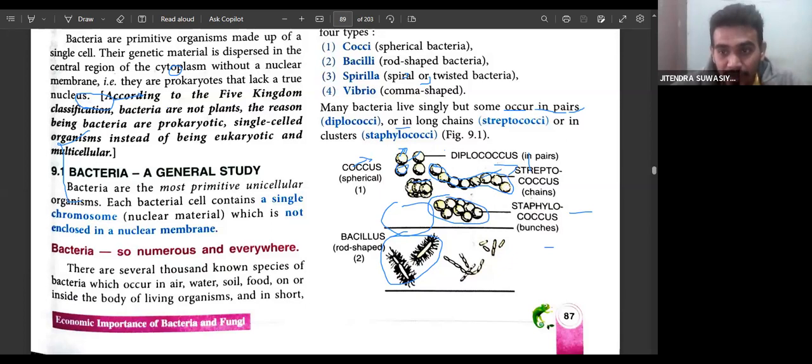Then we have the bacillus, that is rod shaped.